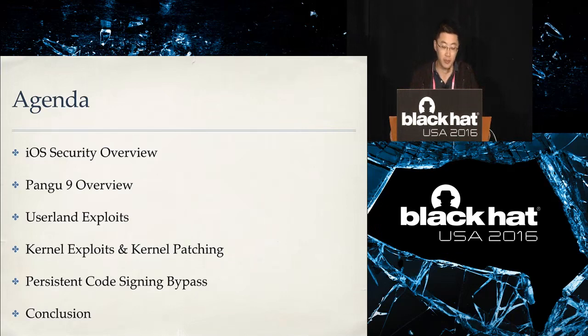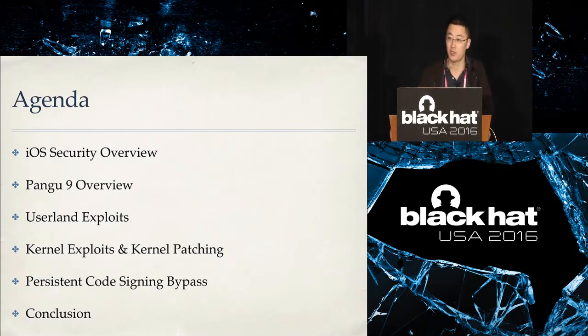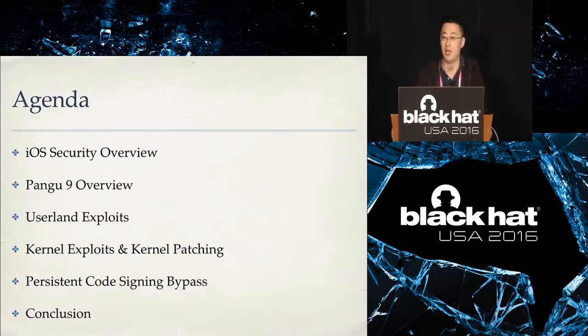And after that, I will elaborate the user land vulnerabilities and exploits, and then we will continue to introduce the kernel exploits. Especially, we will discuss how we patch the kernel in the existence of KPP, also known as kernel patching protection, which is a hardware-based kernel integrity protection mechanism. And the most beautiful part is how Pangu 9 achieves the persistent code signing bypass, and we will give the details of that part. And finally, we will conclude the talk and answer your questions.